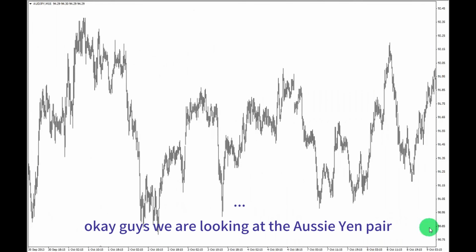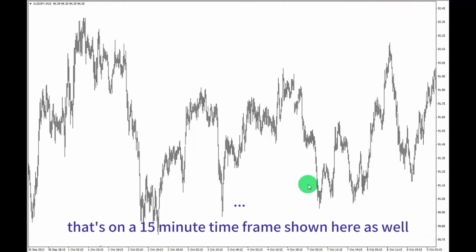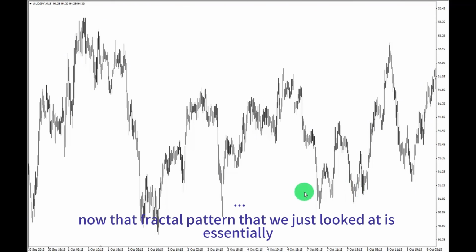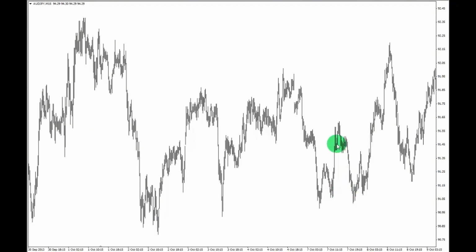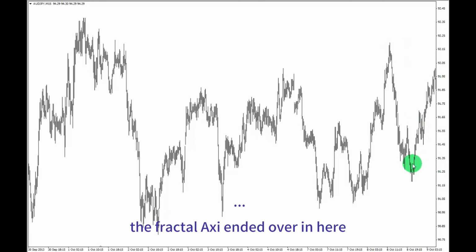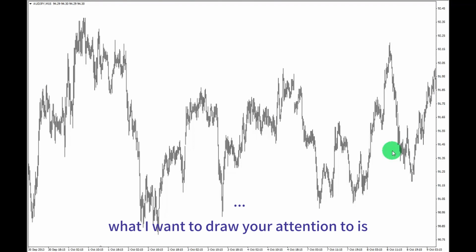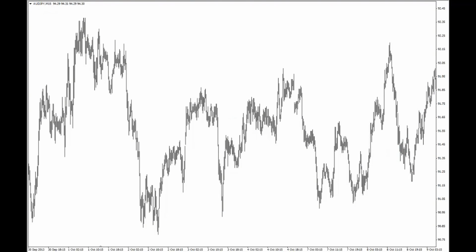Okay guys, we are looking at the Aussie yen pair, and I have price action that's on a 15-minute time frame shown here as well. Now, that fractal pattern that we just looked at is essentially this movement here and then up here, okay? And that was the overall price action, and the fractal actually ended over in here. We didn't show any of this appreciation or move higher.